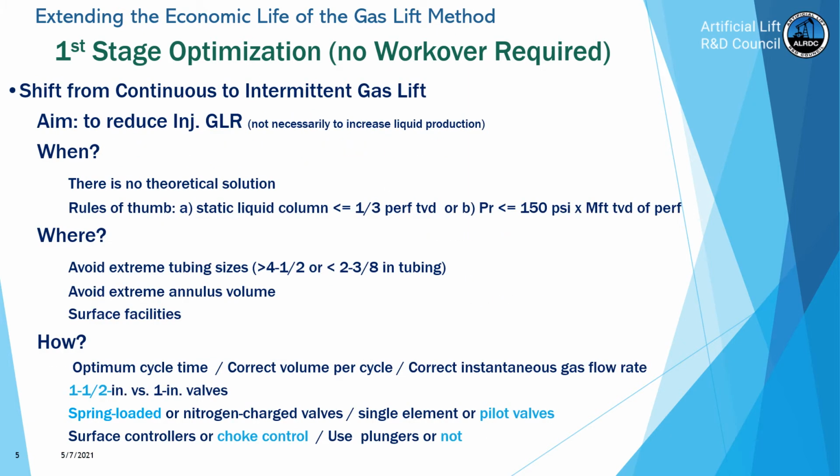If we are going to shift from continuous to intermittent gas lift, we need to understand that the aim is to reduce the injection gas liquid ratio and not necessarily to increase the liquid production by spectacular increases. We should be able to obtain from 20 to 30% increase in liquid production if we do everything right. Now, when do we go from continuous to intermittent lift? That's a question that has no theoretical answer.